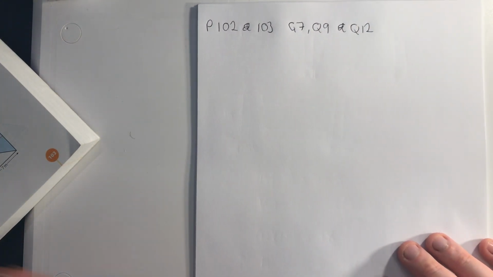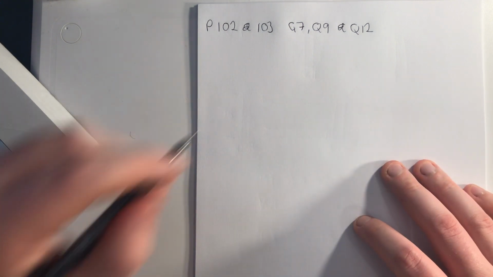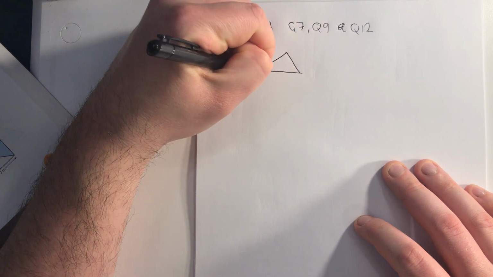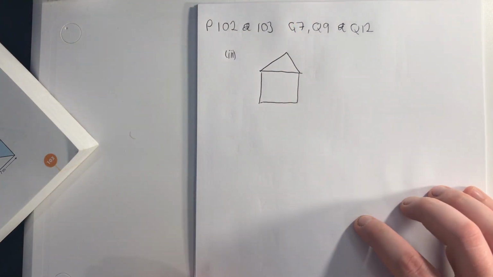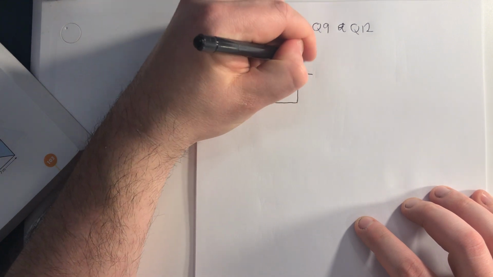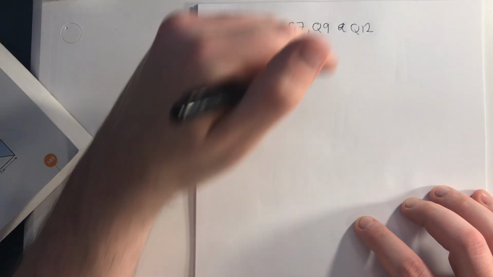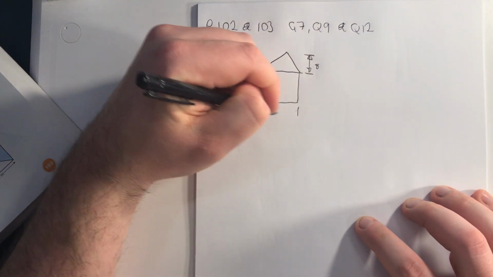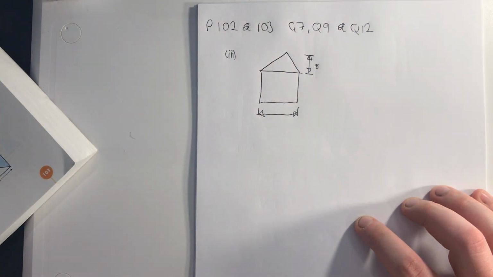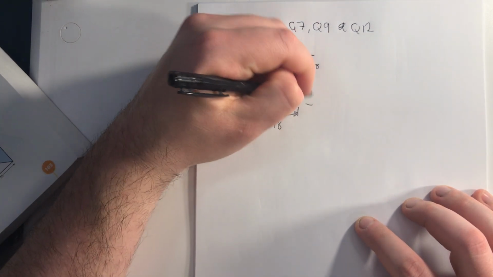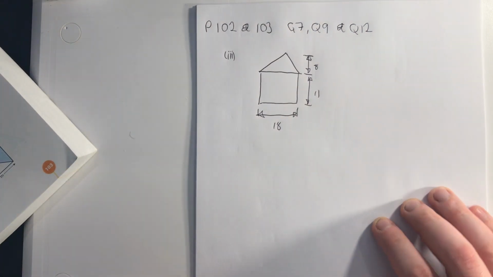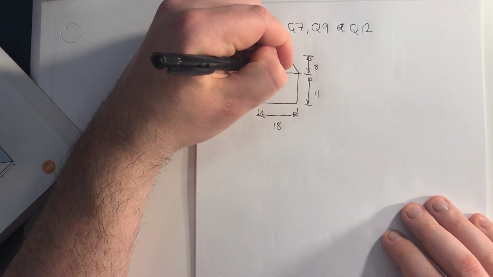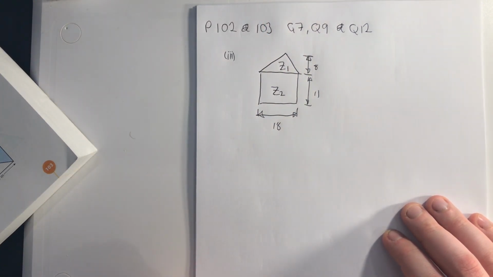Let's start off with question 7, and I'm going to do part 3 first of all. From reading the question, we're told that this breaks into a rectangle and a triangle. We're told the perpendicular height of our triangle is 8, our width is 18, and our height is 11. So we're going to break that into 2 zones. We have zone 1 up here, and zone 2 down here.